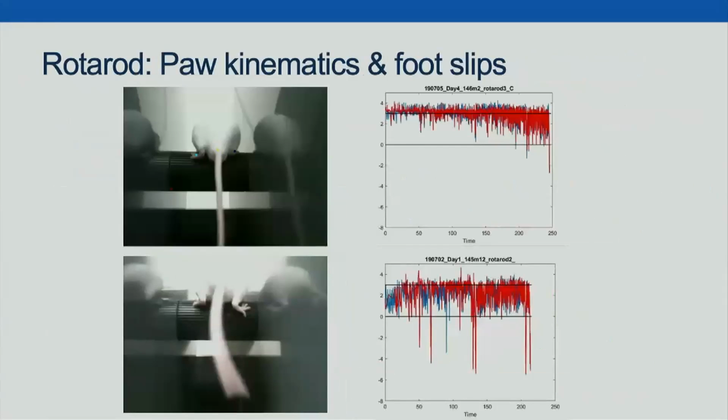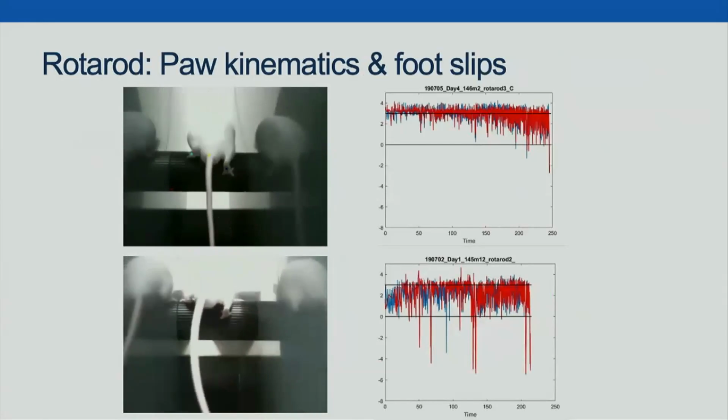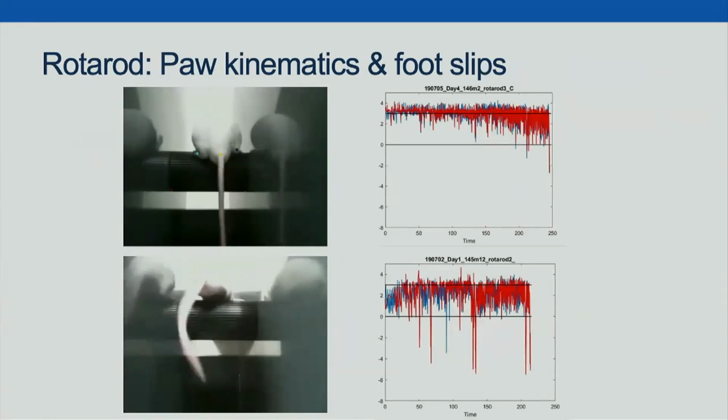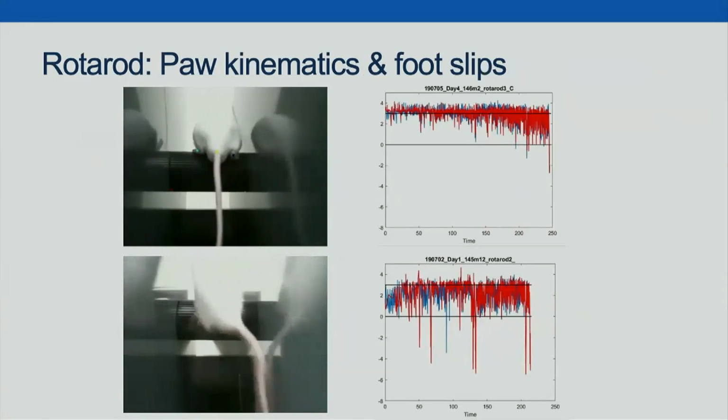And I'm also using DeepLabCut, which is a machine learning software to track the position of the mouse's paws during this behavior. So here's two examples. The top is a wild type mouse and the bottom is an HD mouse during the rotarod task. And I've used DeepLabCut to label the paws during this task to look at the paw kinematics.